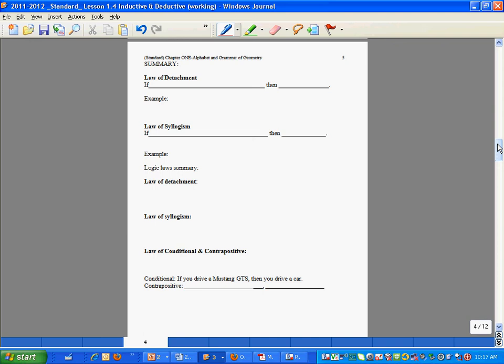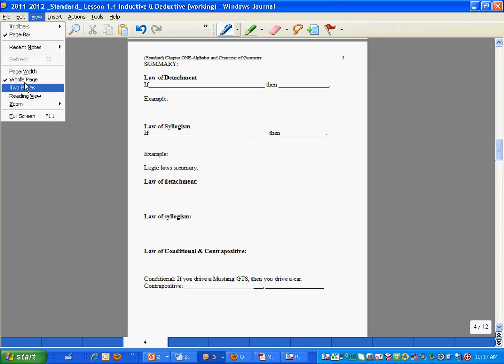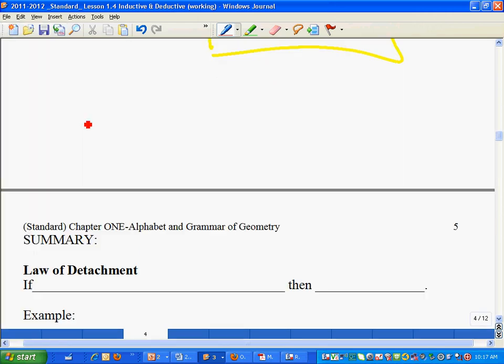I keep wanting to do my U's as W's. Don't mind me, I just can't write today. There we go. If P alone is true, then it's safe to say that Q alone is true.